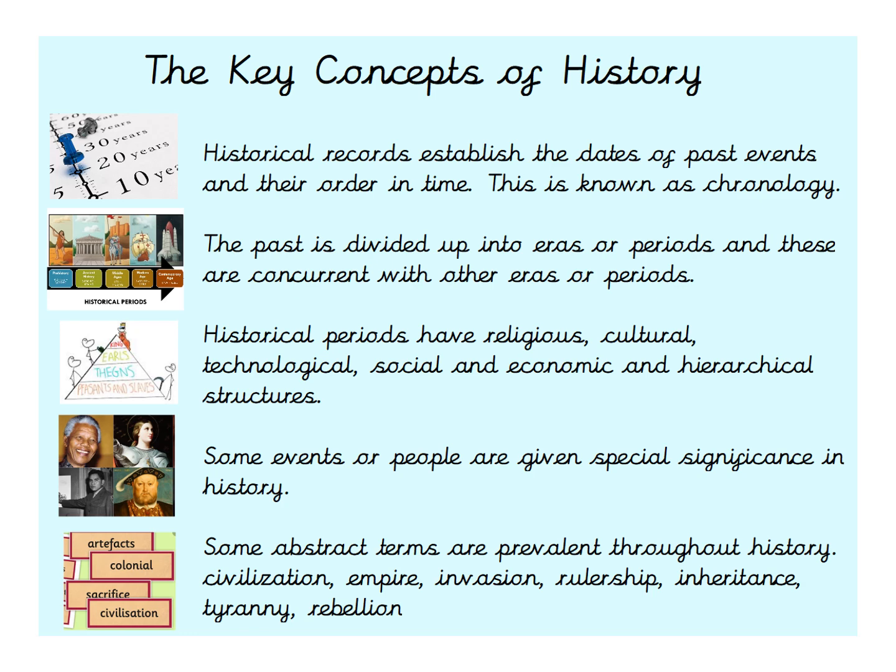The next one, some events or people are given special significance in history. So we remember certain things across history. So, for example, like the Second World War is a significant event in history. Henry VIII was a significant person. And some abstract terms are prevalent throughout history. Civilization, empire, invasion, rulership, inheritance, tyranny, rebellion.